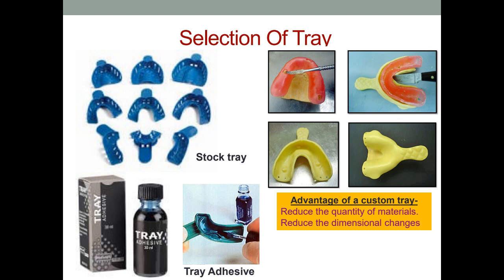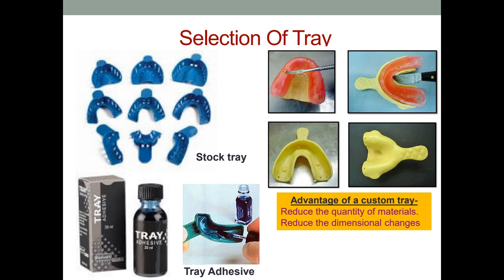Now we have two types of trays available. One is a stock tray and the other is a custom tray, as you prepared in third year in removable partial denture. Stock trays are readily available trays and custom trays are fabricated for the particular patient. Now, why are custom trays indicated in fixed partial denture? Whenever you have cases where there are multiple crowns in the bridge and you want to make a more accurate impression, we can use a custom tray.